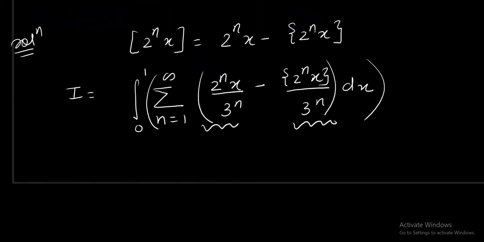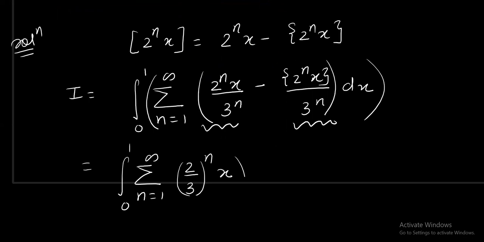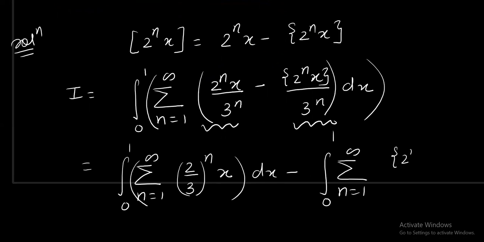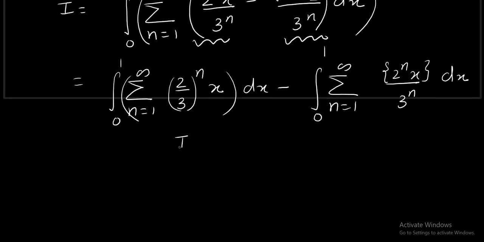Sigma sign I'm going to shift inside the bracket, and the two integrals that we will now be getting will be sigma n is from 1 to infinity, 2 by 3 whole power n x dx. And the second integral will be integral 0 to 1, sigma n is from 1 to infinity, fractional part of 2 power nx upon 3 raised to the power n dx, right? So these are the two integrals that now we have to handle one by one. I'm going to name this integral as I1, this one as I2.